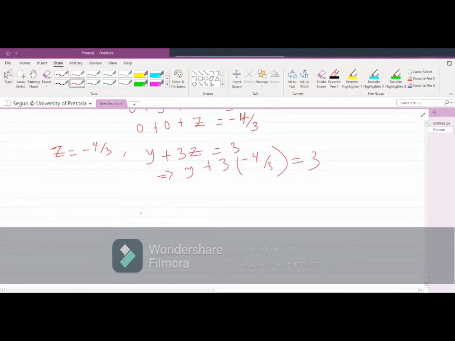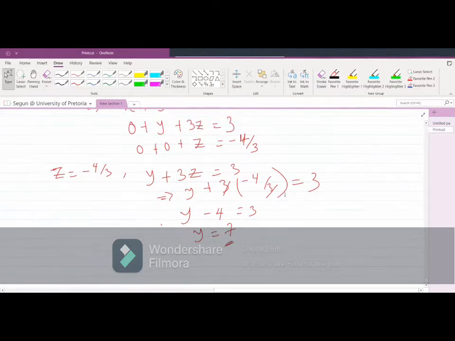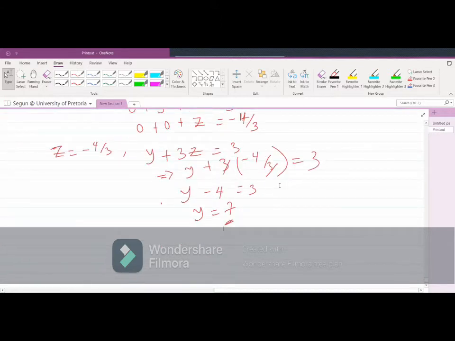So from there, we can cancel this. We have y minus 4 equals 3. Take it to the other side, our y is equal to 7. So we can now substitute z and y into equation 1. Equation 1 is x plus y minus z equals 9.